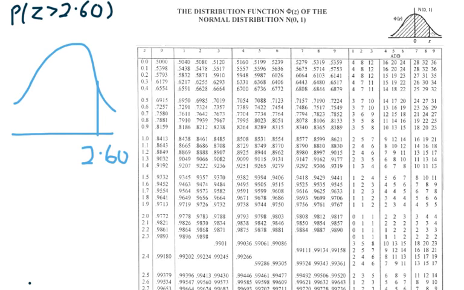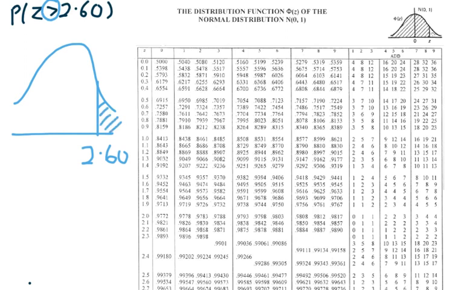Then we need to shade the probability that we want to find. Shade the area. The symbol that we have shows that what we want is greater than the value. Greater than means that we are going to have the shaded area on the right side of 2.6. So the shaded area is going to be here.